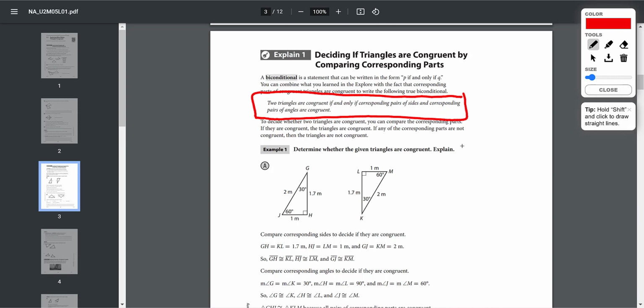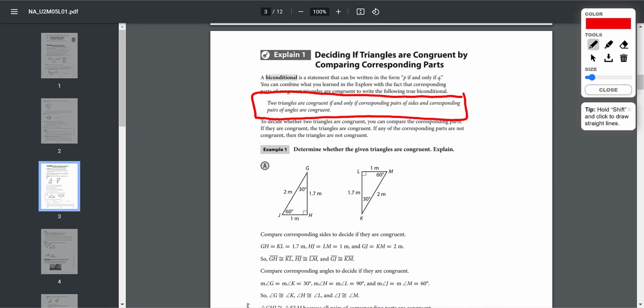So as we switch to example 1, I want you to go ahead and read through this example on your own. It says to determine whether the given triangles are congruent and then explain. Don't worry so much if you're not exactly sure what you're doing yet, because this entire example is worked out for you. So just read through this, pause this video, and we're going to look at example 1B together in just a second.